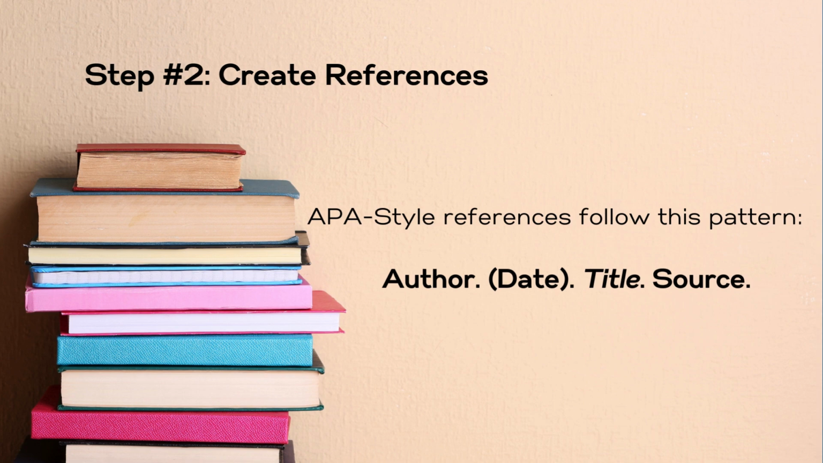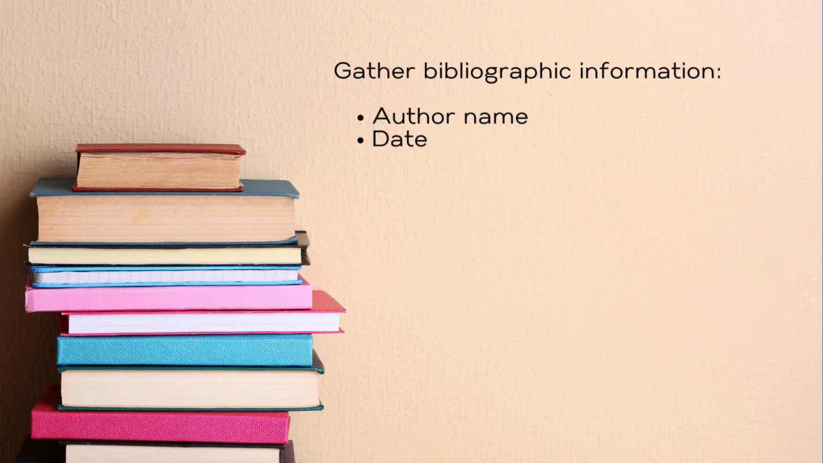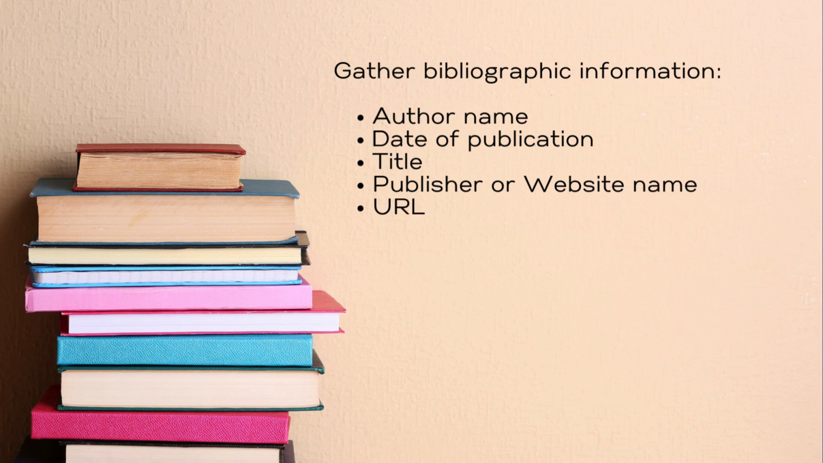Step number 2. Create references. An APA-style reference includes 4 elements: author, date, title, and source information. Each element ends with a period unless it is a URL. Gather the following information before you begin to build references for the resources you plan to use in your research assignment. Author, date of publication, title of the book or article, publisher or website title, and URL if found online.